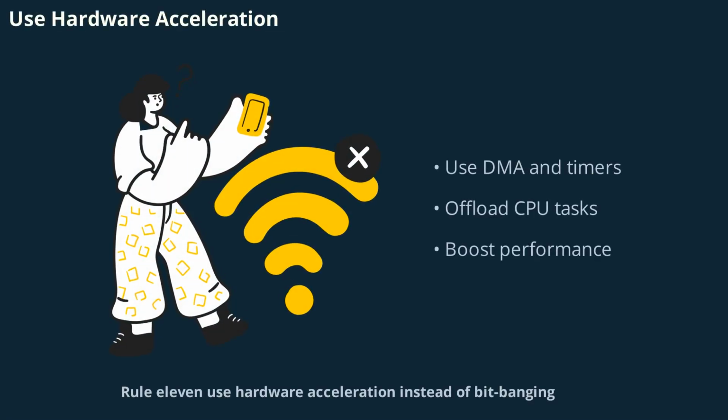Rule 11. Use hardware acceleration instead of bit banging. Most modern microcontrollers include peripherals like DMA, timers, and hardware UART, SPI, and I2C modules. These features can dramatically reduce CPU load and improve performance. Let the hardware do the heavy lifting whenever possible.